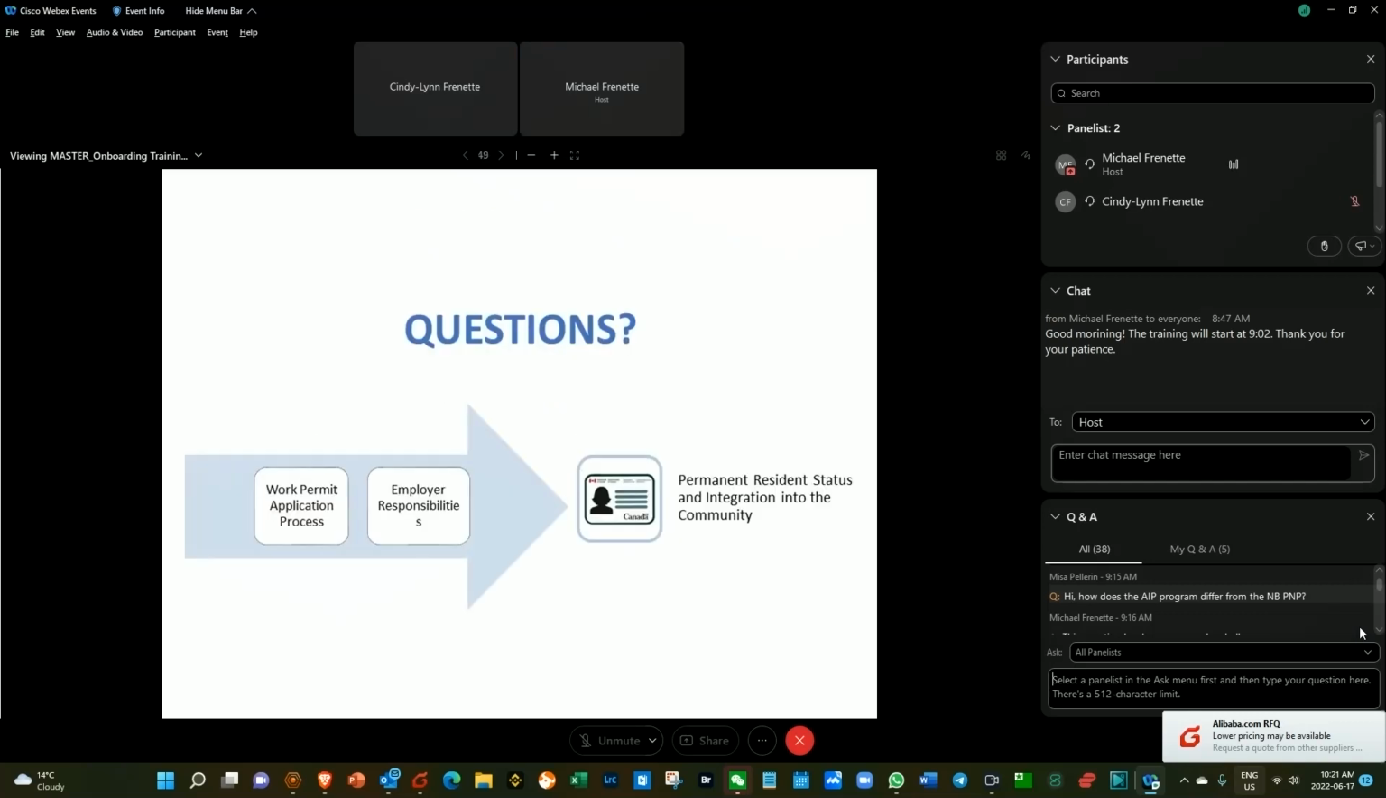So we'll take a quick break and see if there are any questions on the work permit application or employer's responsibilities. Again, we're using the Q&A function on the right-hand side of the screen.